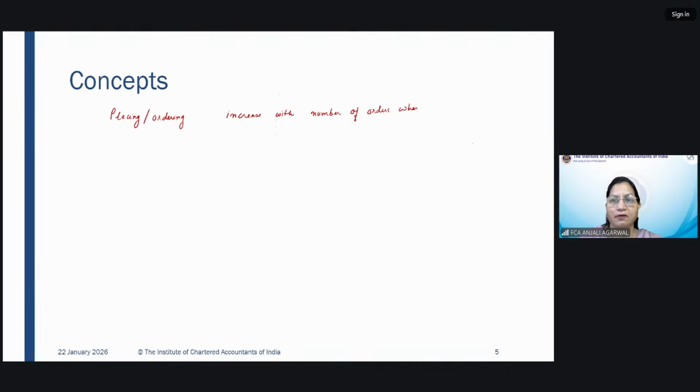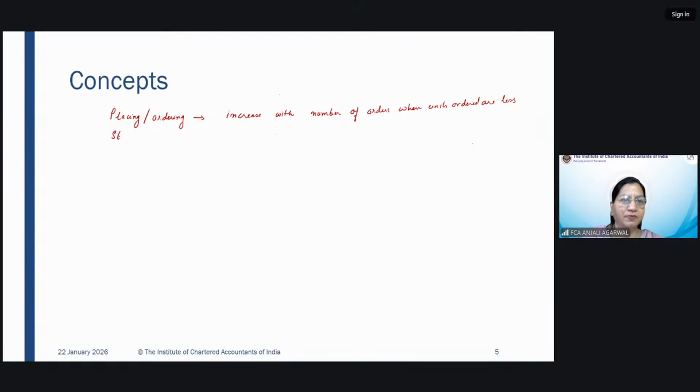When units are less, so if there will be less units ordered, placing cost will be very high and number of orders will be more, so placing cost will be high.